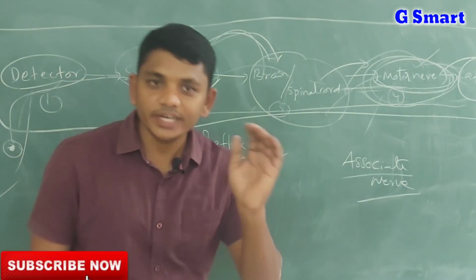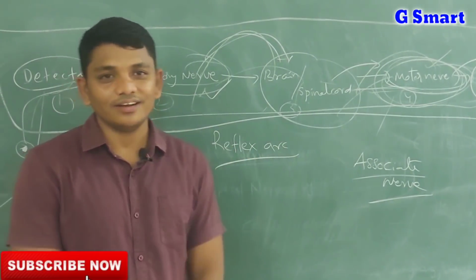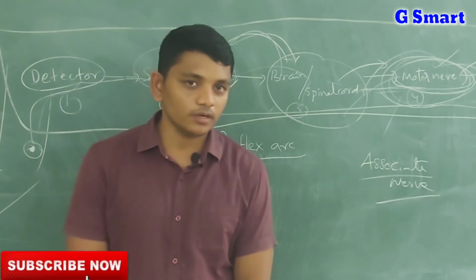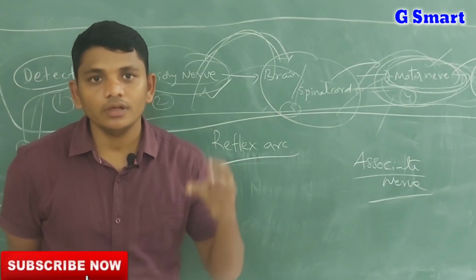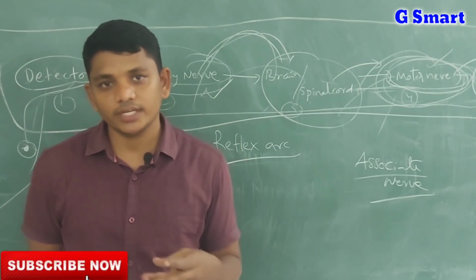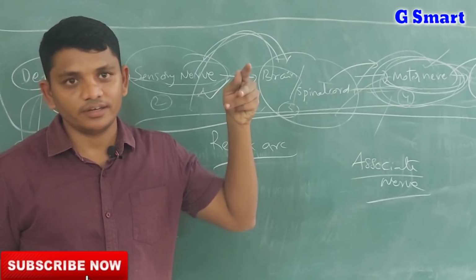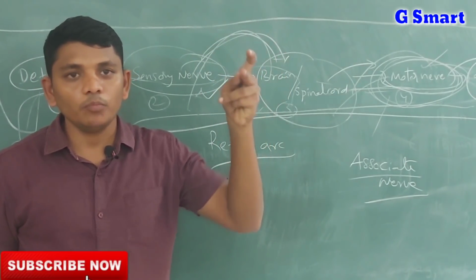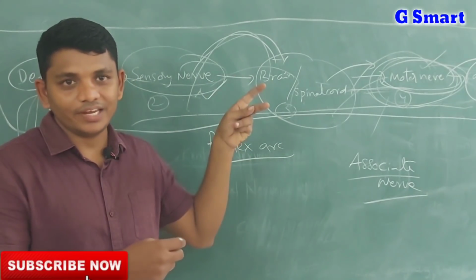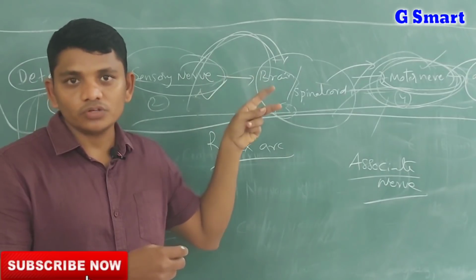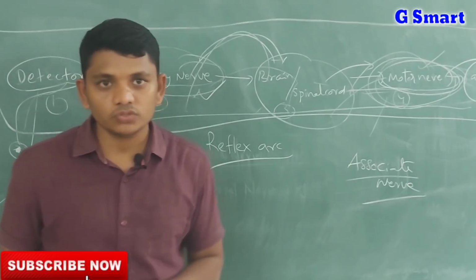These associate nerves generally appear in the spinal cord. Okay, so here we are discussing types of neurons, types of nerve cells. First one is sensory nerve. It takes the information from the detector and carries it to the brain. And motor nerve, it receives the response from the brain and sends the response to the effector organ. And third one is called associate nerve.